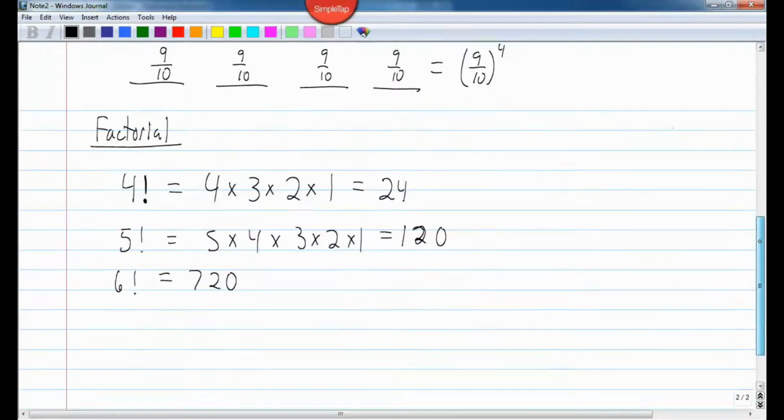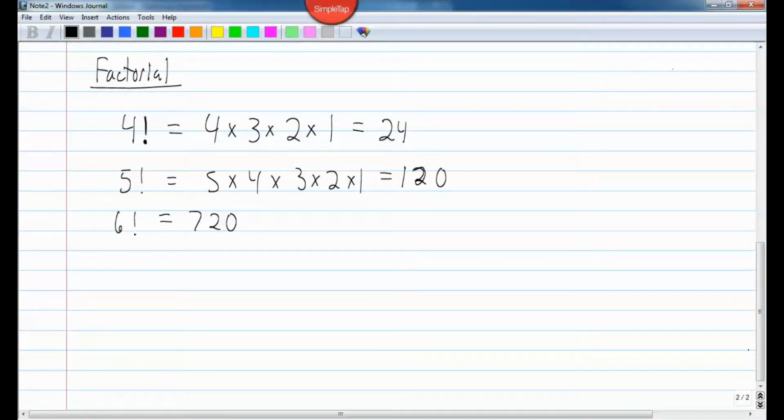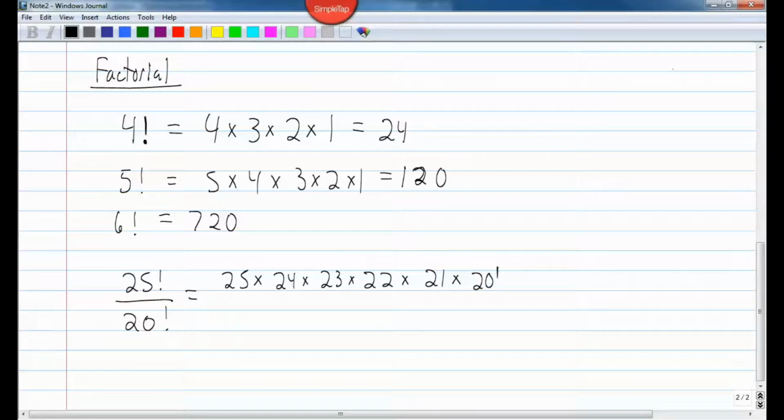So one way that you can simplify factorials, if you have a formula where you get factorial in a numerator and denominator, let's say I had 25 factorial divided by 20 factorial, you can't just simply simplify the fraction. That doesn't work. What you have to do is you write out the numerator. It's 25 times 24 times 23 times 22 times 21 times 20 factorial, and you stop there because that is the same number that's in the denominator.